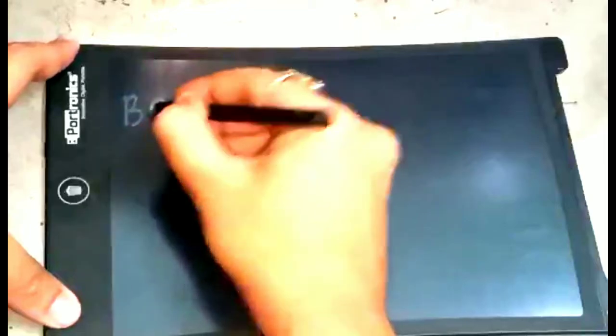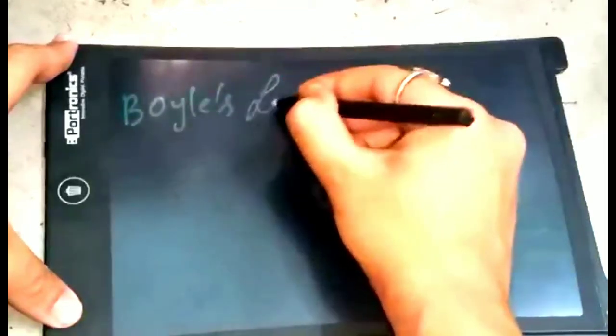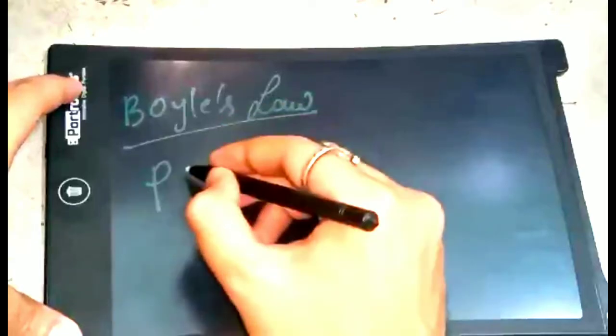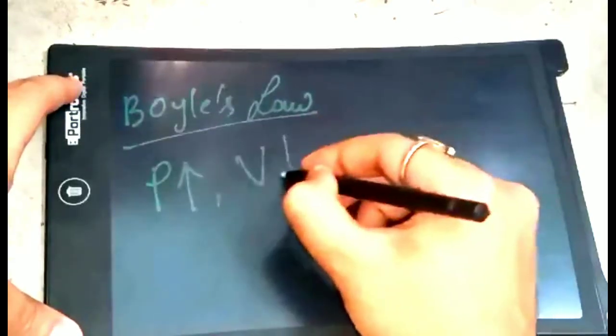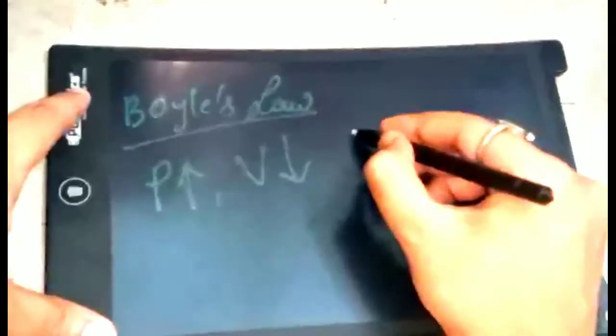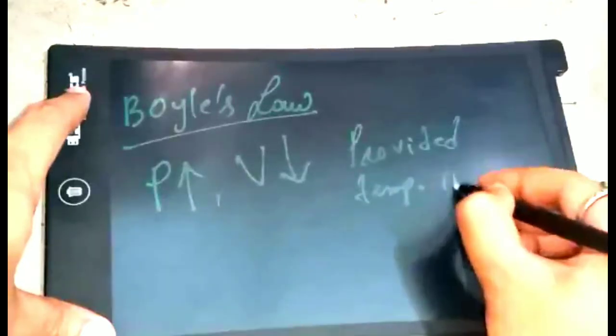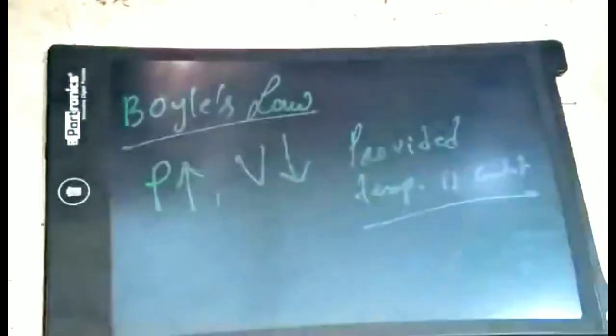A very good example of inverse variation is seen in chemistry, that is Boyle's law. Boyle's law states that if we keep the temperature of a gas constant, then with the increase in pressure of the gas, let P be the pressure of the gas, the volume of the gas decreases, where V is the volume of the gas. Provided, we must never forget this, provided temperature is constant. This is an example of inverse variation.